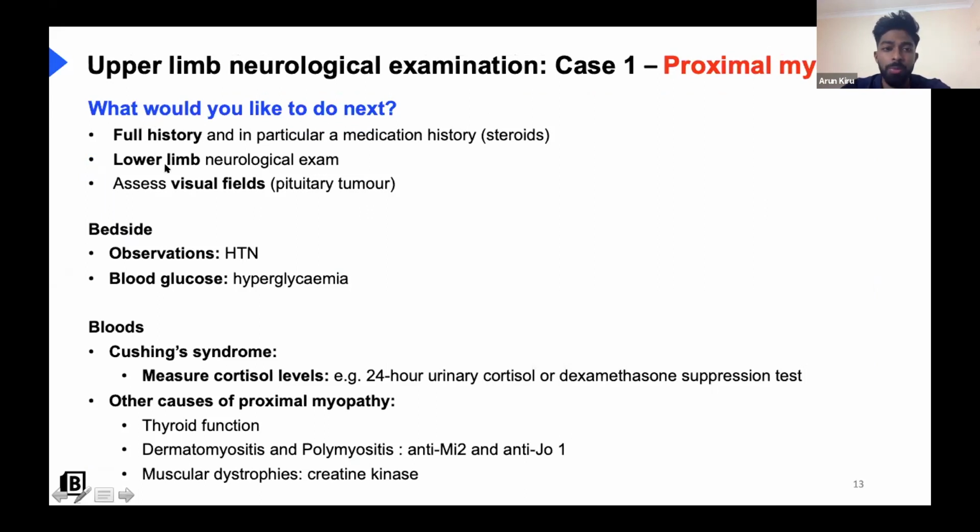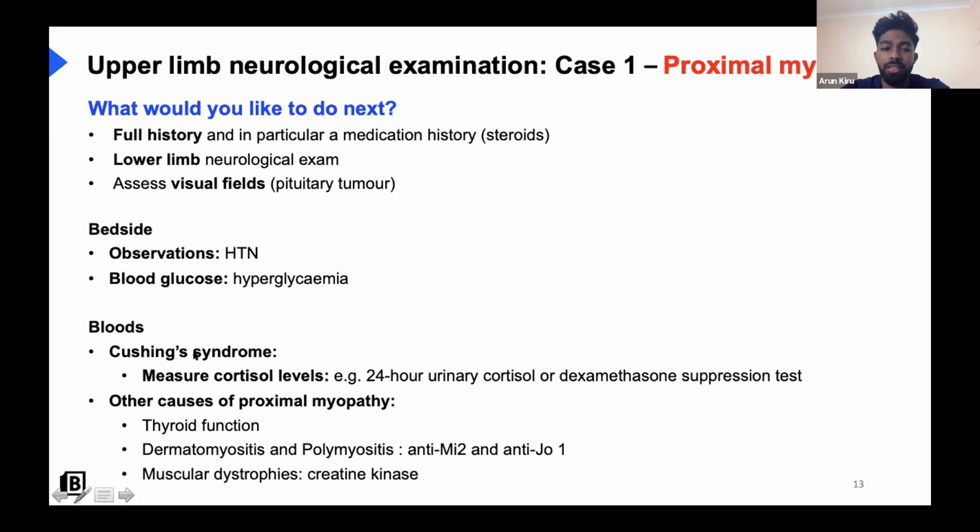I'd like to do a lower limb neurological examination because we've done upper limb. We want to confirm our findings if they're consistent in our lower limbs. I'd also like to assess visual fields for pituitary tumor. We've done our examinations and our history. I'm going to bedside. So bedside, I like to look for blood pressure because I know hypertension is related to Cushing syndrome. I like to check a CBG, capillary blood glucose finger prick, because diabetes is also associated with Cushing syndrome. I like to do blood tests of Cushing syndrome.